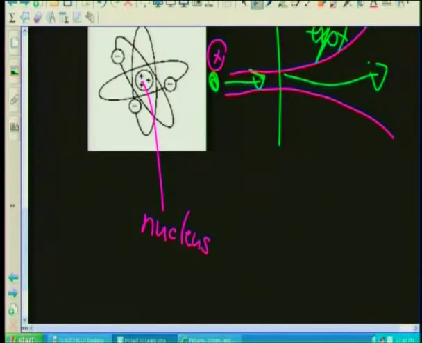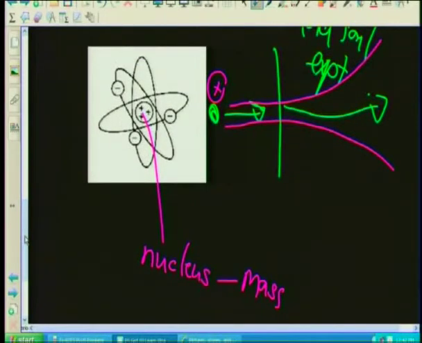It has most of the mass. And what he recognized is that on the outside of the nucleus, there were these negative particles. And because we needed to give them a name, he called them electrons. He said these electrons are moving in orbits around the nucleus.